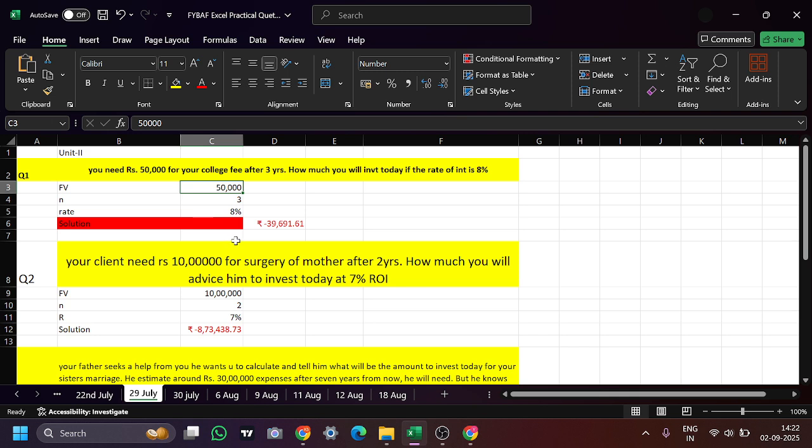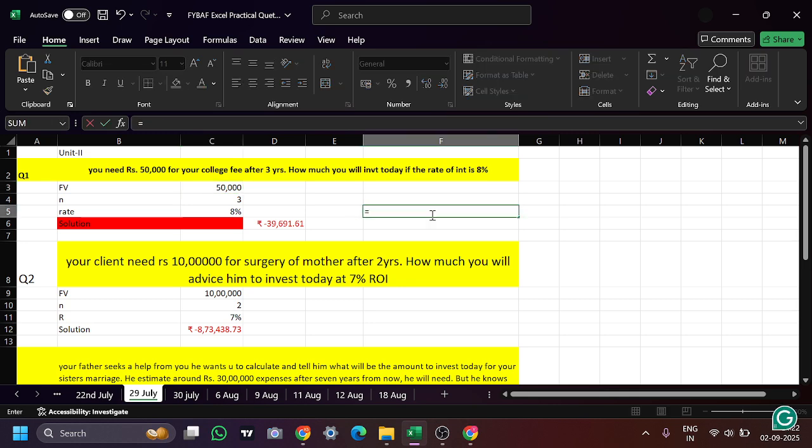Now to calculate a present value by the formula method, we have the formula like this. Present value is equal to future value divided by, in brackets, 1 plus r, bracket complete, to the power n. In the power we should write the n. This formula we have written in your book.